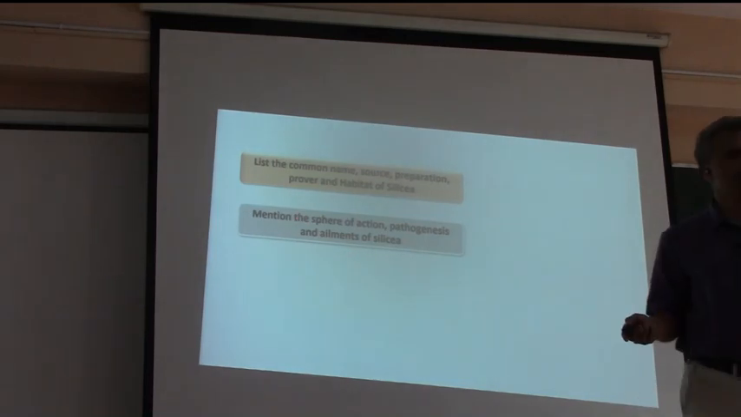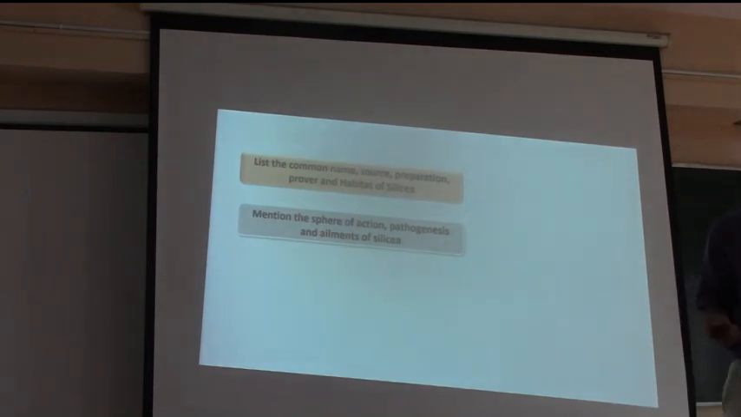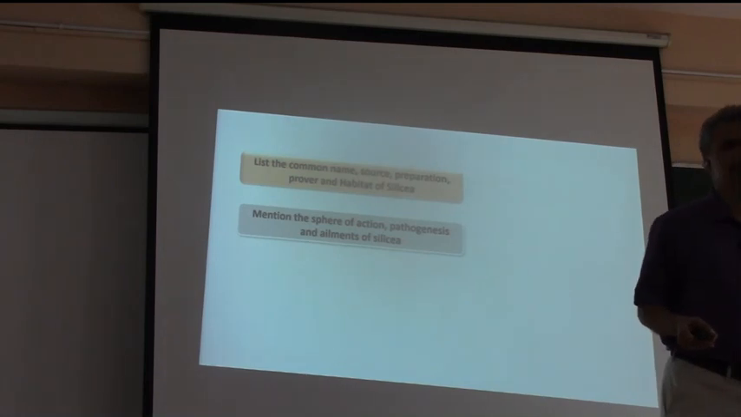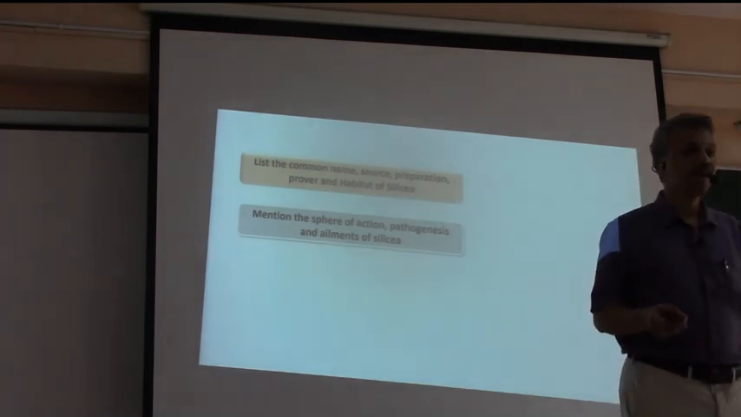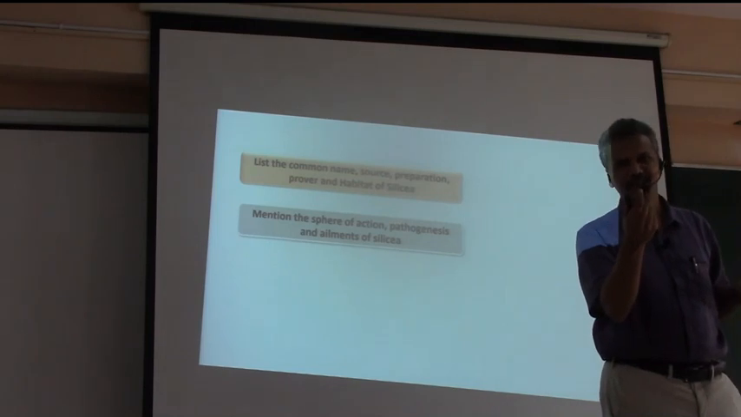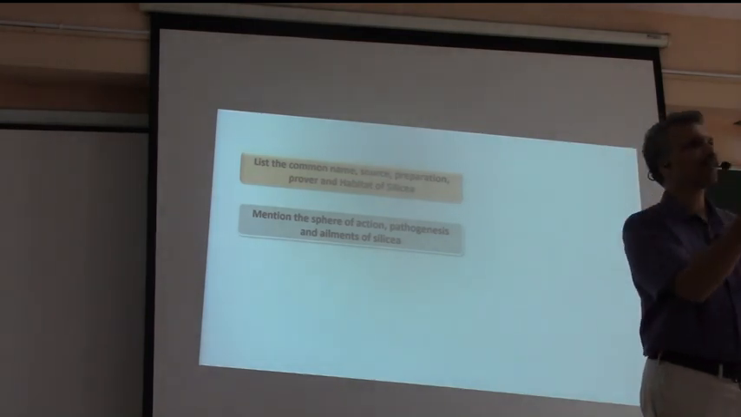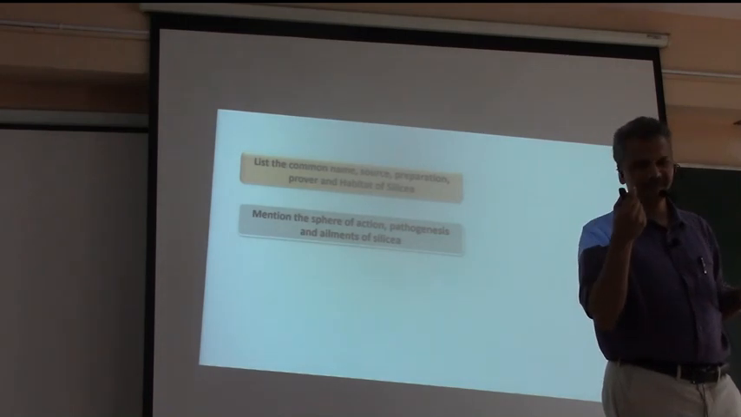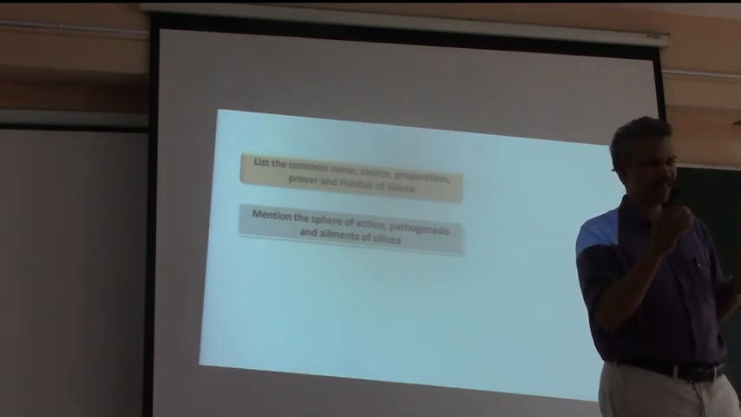The second objective we had was sphere of action. Where do you see Silicea acting? CNS, good. Periosteum, beautiful, good, agreed. Fibrous tissue, skin, kidneys, mucous membrane. What was that one keyword when we talk of Silicea? Circulation is also a keyword.